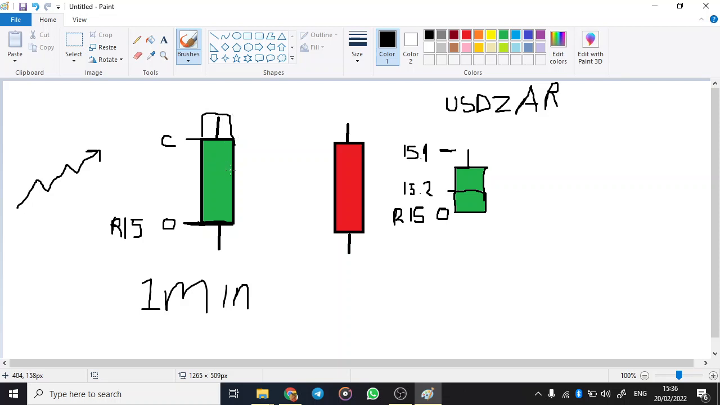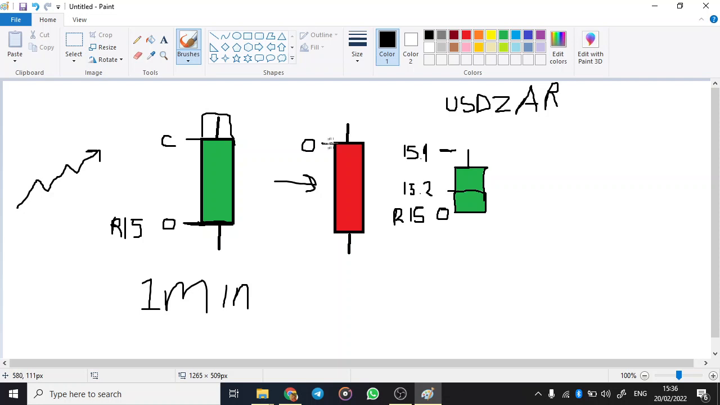And we move on to the case for the red candlesticks. Red candlesticks are just the opposite of the green ones. Red candlesticks, on the other hand, open at the maximum point that the previous green candlestick closed at. They open at that price.